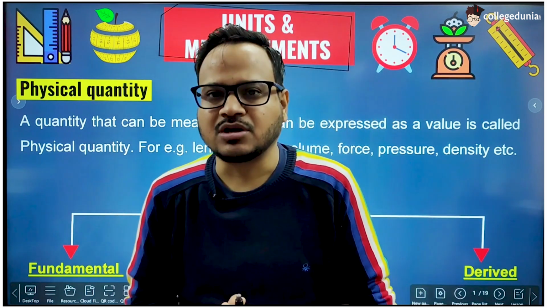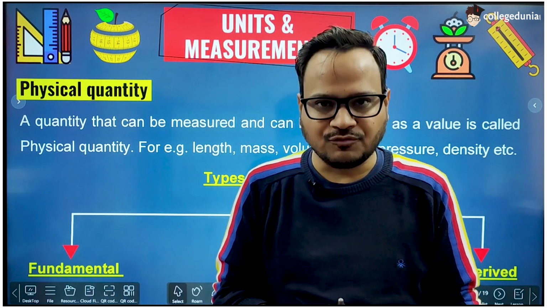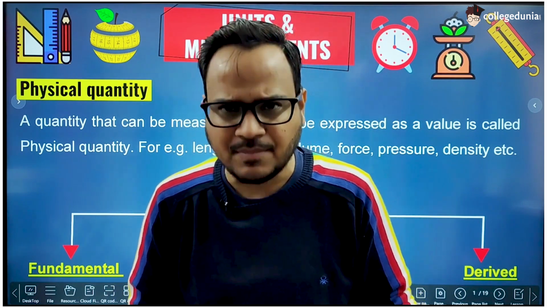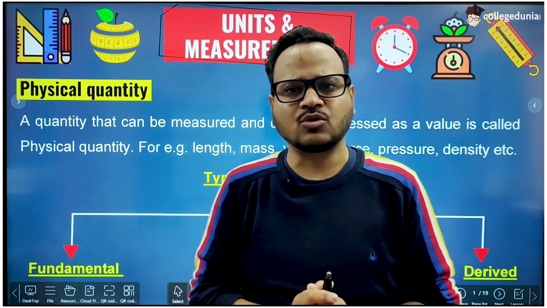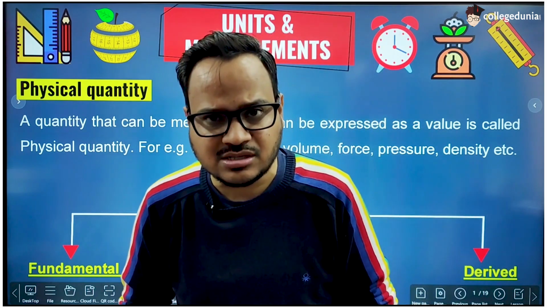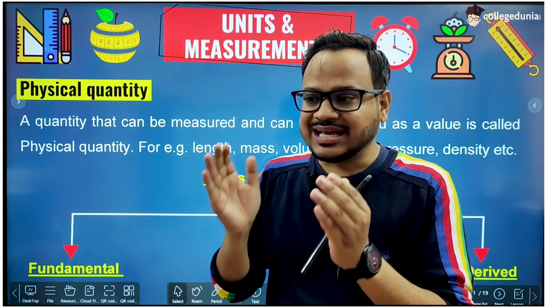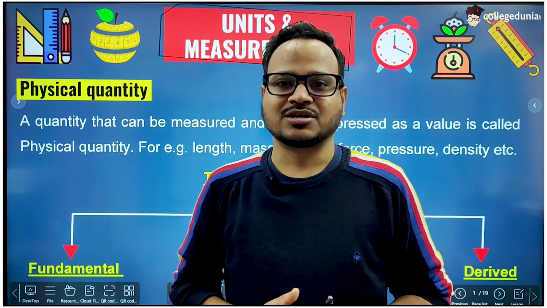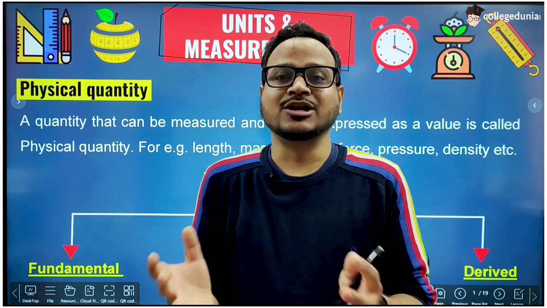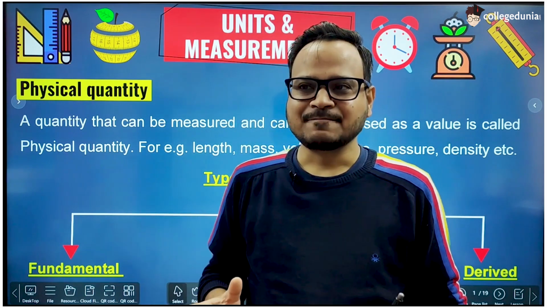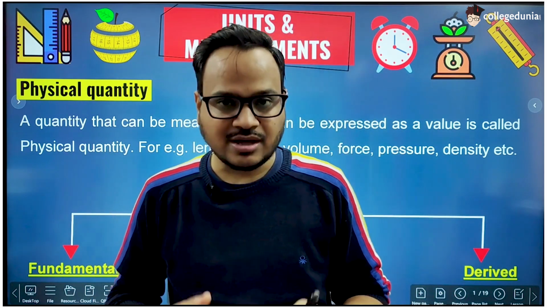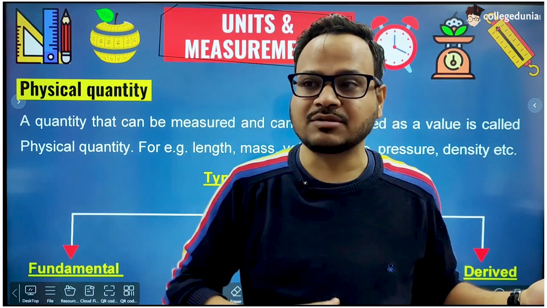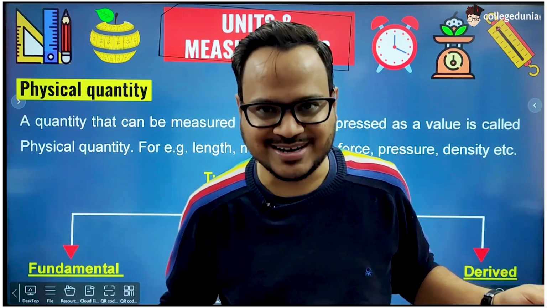A chair is kept here. Suppose we talk about the weight of the chair. The weight of the chair is a physical quantity because weight can be measured in a number. Length of the chair is a physical quantity. Density of the material of the chair is a physical quantity. But the chair in itself is not a physical quantity because it cannot be measured. You cannot say what is the value of chair, right? You can ask the number of chairs, you can ask the length of the chair, you can ask about the mass of the chair. All those things are physical quantities, but the chair in itself is not a physical quantity, right?